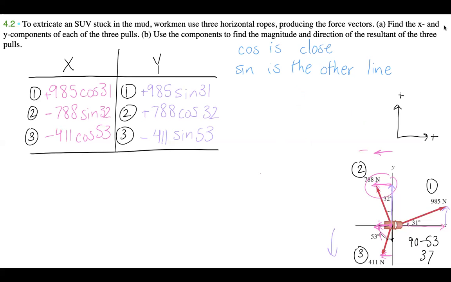We want to find what the x and y components are of the three poles. We did that. Okay, now what are the resultant x and y components? All we have to do is add these together, right? So we're just going to do addition. And by addition, I mean 985 cos 31 minus 788 sine 32 minus 411 cos 53. That's what we're going to do. We're going to add the x and the y together separately, right? So we're not going to add x to y. We're going to do x separately, and then we're going to do y separately.